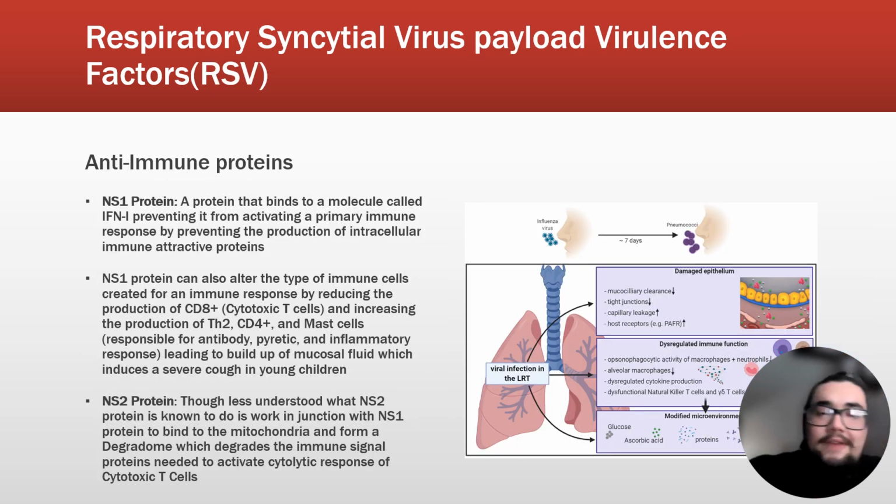The payload virulence factors is what I call them, but the main name for them would be anti-immune proteins. So RSV does not have a cytotoxin that it gives off. It's not giving off a lysing factor. It's giving off anti-immune proteins.